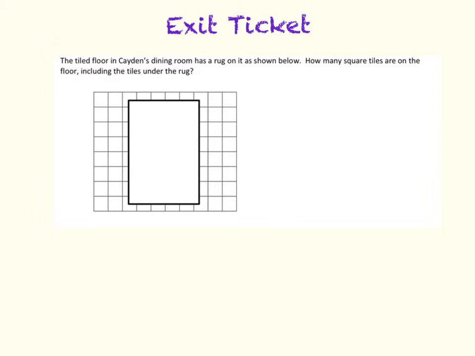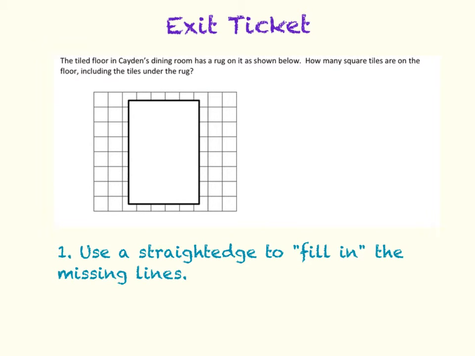Okay, so our final problem says the tiled floor in Caden's dining room has a rug on it as shown below. How many square tiles are on the floor, including the tiles under the rug? So the first step is to use a straight edge to fill in the missing lines. Just take a ruler or a straight edge and line them up with these lines and continue the lines of the array across. Don't forget your columns.